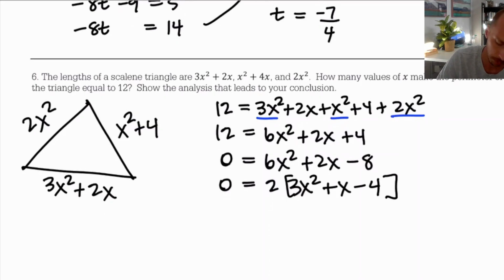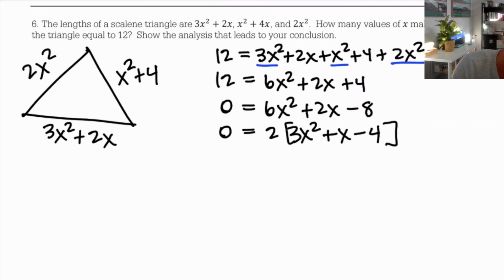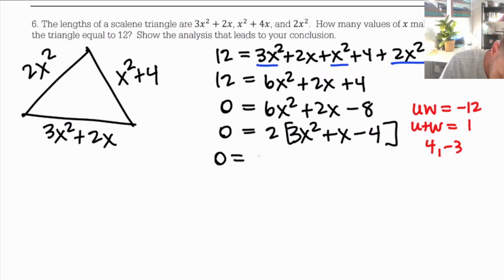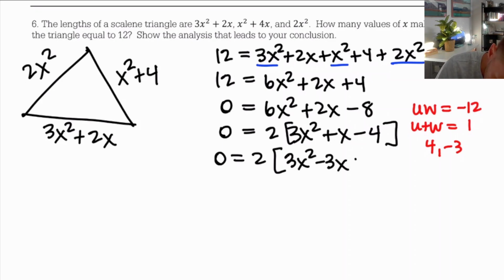This is kind of an interesting one, so I'll need to figure out two numbers, u and w, that multiply to equal 3 times negative 4, while adding to equal positive 1. So I think this is going to be 4 and 3, but I think it'll be positive 4 and negative 3. So I'm going to go over here, and I've still got this 2, which really isn't contributing anything. You could divide both sides by 2, but I like to hold on to those. 3x squared minus 3x plus 4x minus 4.